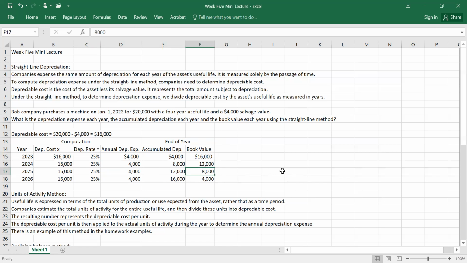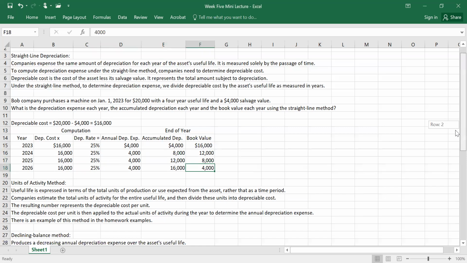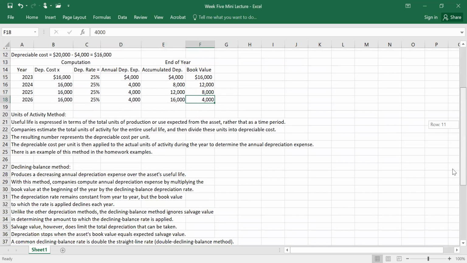which is 8,000. Then in year 4, accumulated depreciation would be 12,000 plus 4,000, which is 16,000. 20,000 minus 16,000 gives us a book value of 4,000, which is perfect. That is our salvage value.